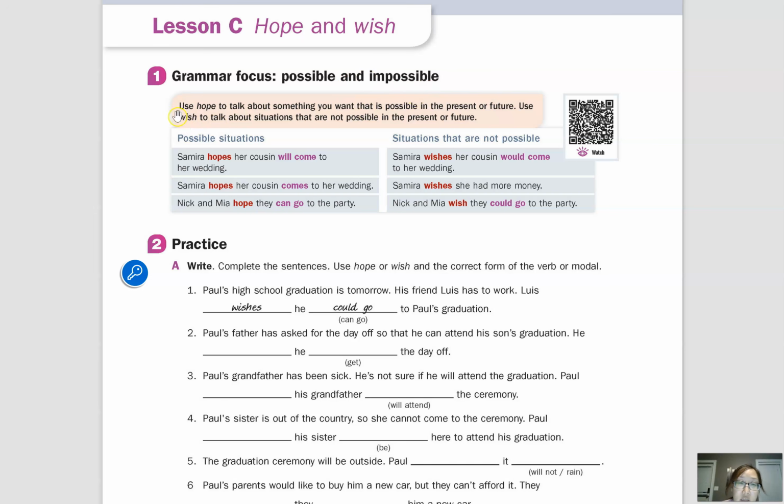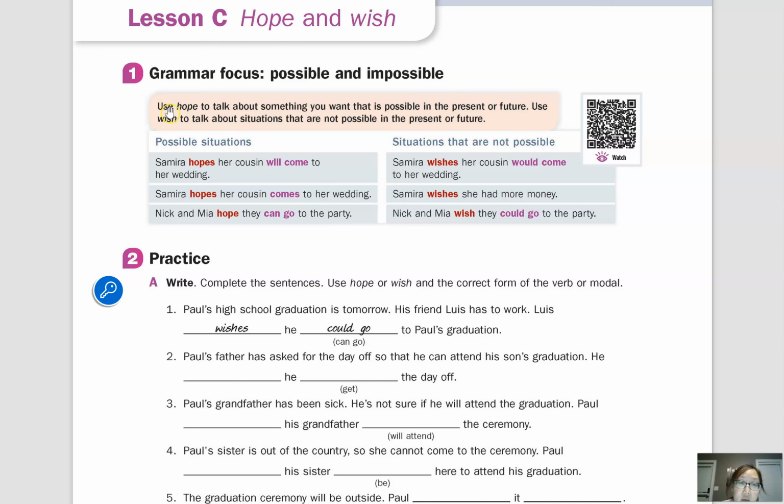Okay, so let's look here briefly. We use hope to talk about something you want that is possible in the present or future. Use wish to talk about situations that are not possible in the present or future. Okay, so I'm going to go ahead and play the grammar lesson, and when you're finished, you can go on to part 2 of this lesson, part 2.